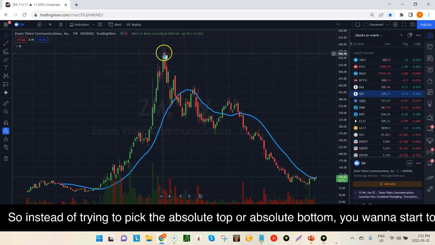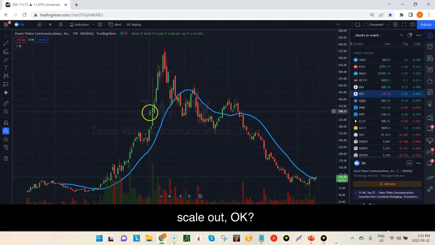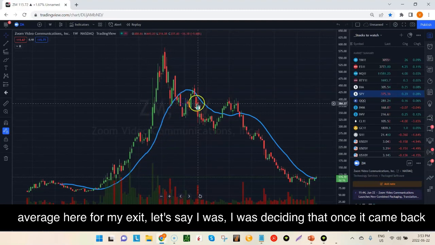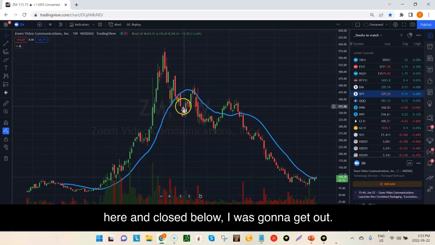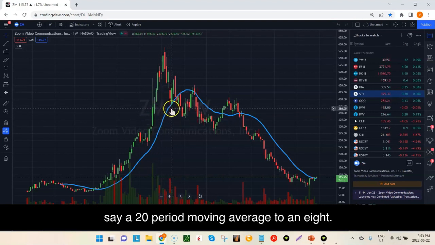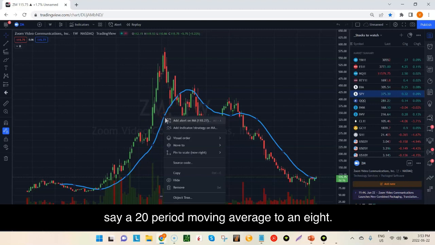So instead of trying to pick the absolute top or absolute bottom, you want to start to scale out, okay, and maybe tighten your stop. In other words, if I was using a 20 period moving average here for my exit, let's say I was deciding that once it came back here and closed below, I was going to get out. But once I saw it separate this far, I would tighten it up, meaning I would go from, say, a 20 period moving average to an 8.